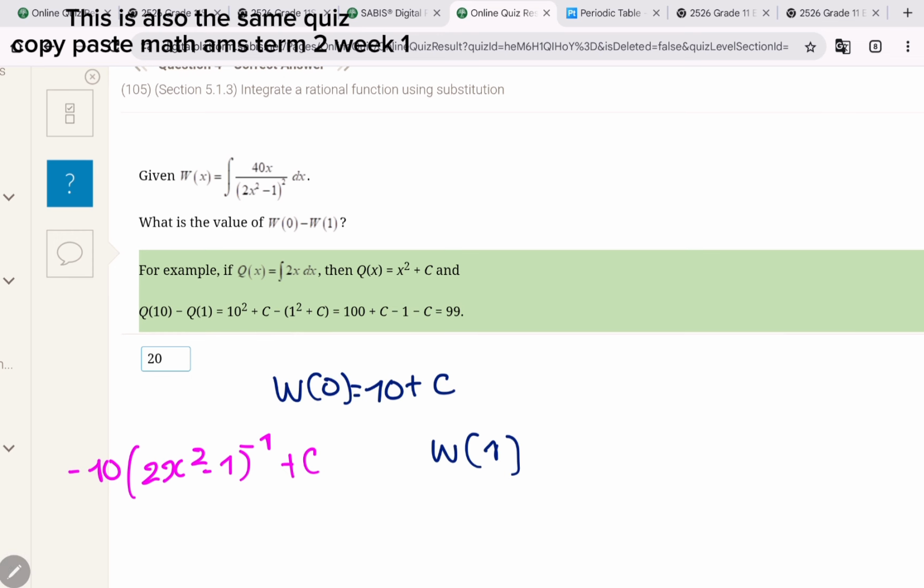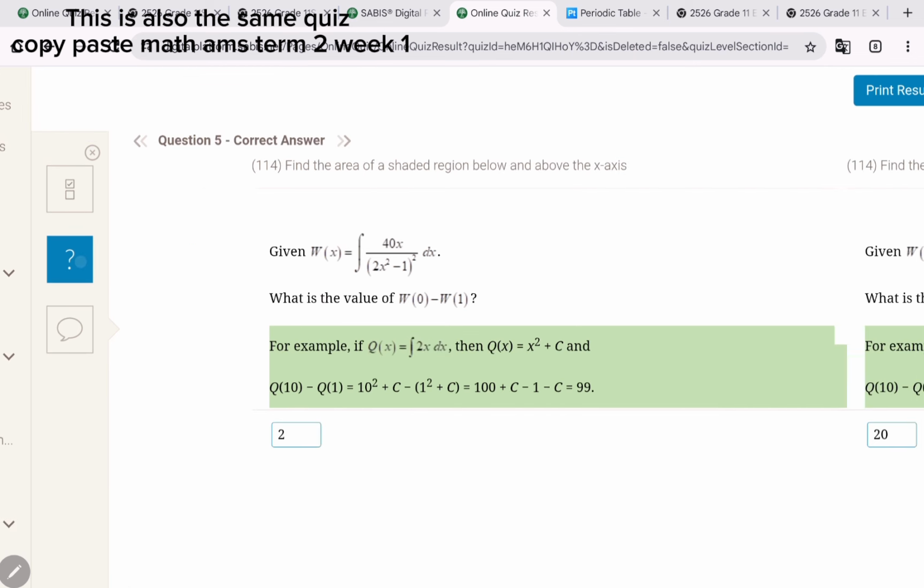W(1), what is it equal to? If you substitute 1 instead of 0, you would get minus 10. W(1) is minus 10 plus c. I do W(0) minus W(1), subtract, so you'll change this sign and you'll change this sign. This c and this c cancel. Now it's going to be 10 plus 10, so I will get my answer to be 20. We'll move on to question number 5.